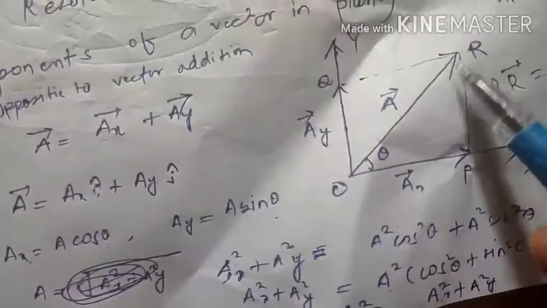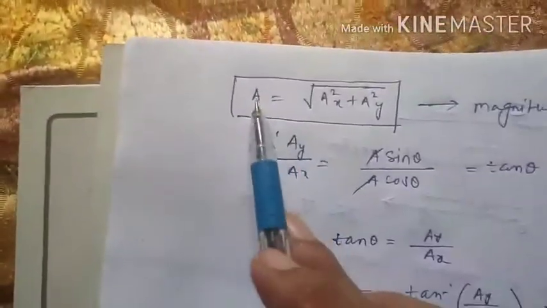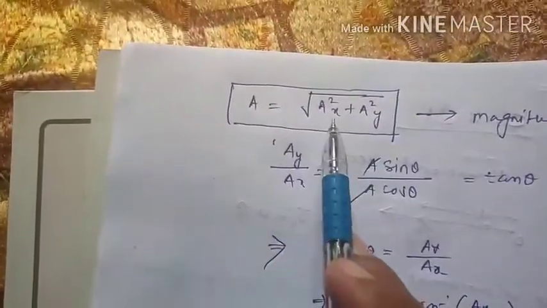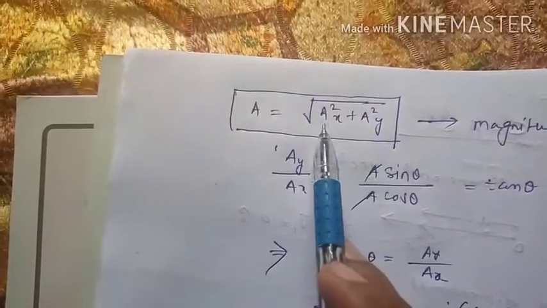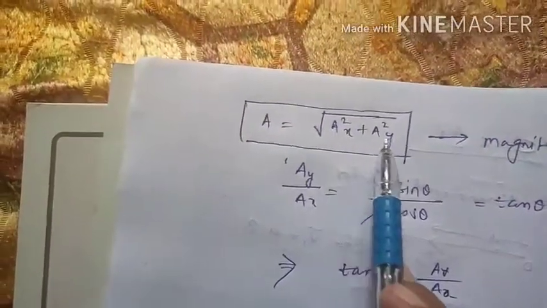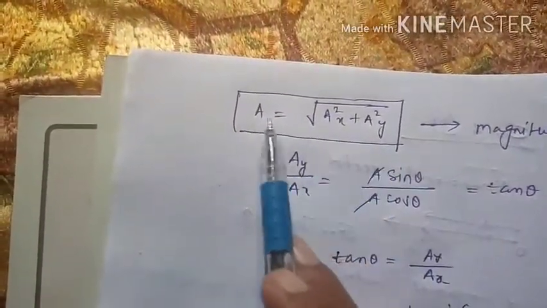This is vector a. If you are asked to find the magnitude of this vector a, then we have to use this formula. The magnitude of a is equal to the square root of the magnitude of ax squared plus the magnitude of ay squared. So this is the formula to find the magnitude of vector a.